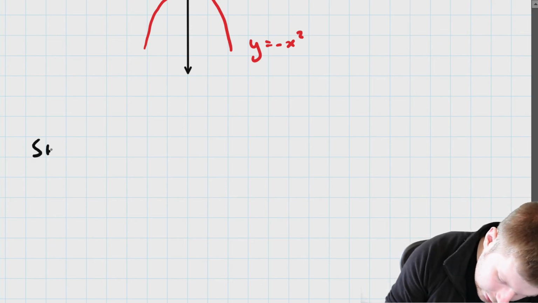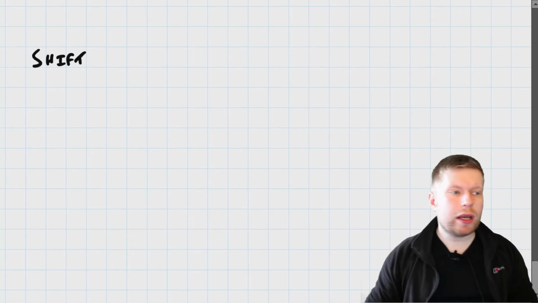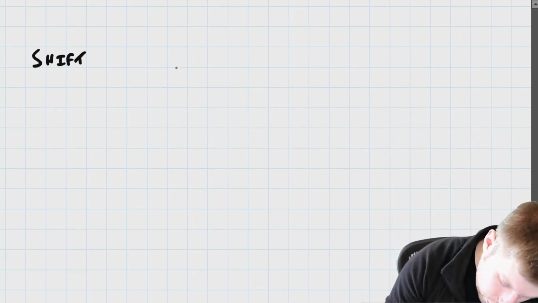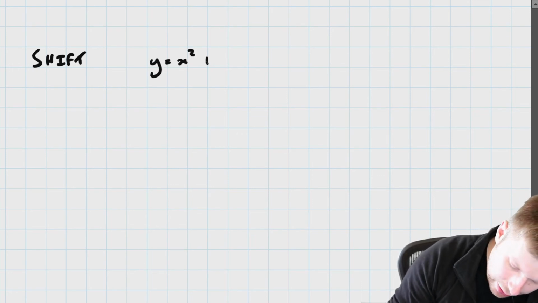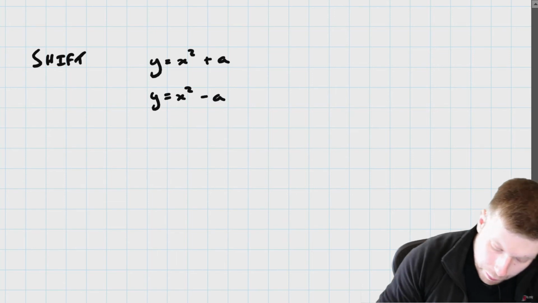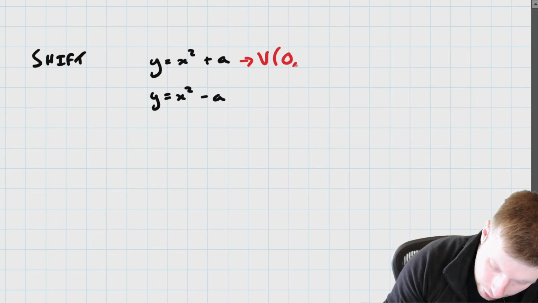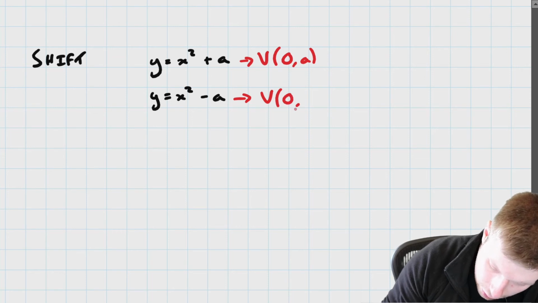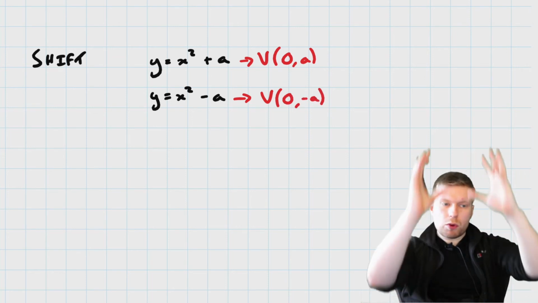So the first thing we looked at was shifting, okay? And there's 2 types of shifts that we can have. We can either have it moving up or down. Okay, so remember, to move the graph up or down, we need to do y equals x squared, and then we need to either add A or y equals x squared, and we need to take away A. And that will basically move the vertex to 0, A if it's moving upwards, or 0, negative A if it's moving downwards. Okay, so that's the vertical one, that's moving the graph up or down.